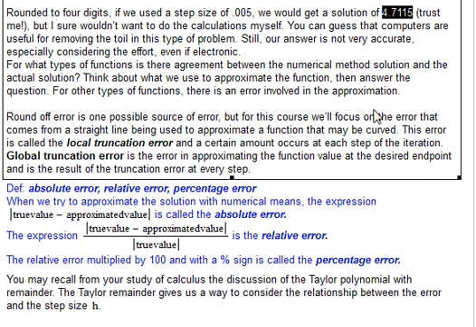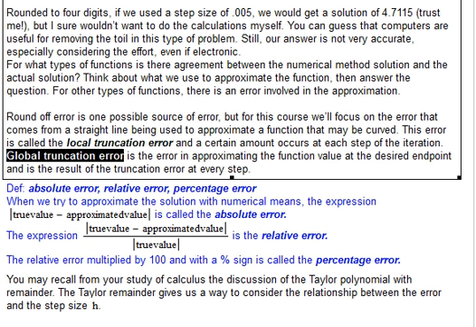So one possible source of error is round-off error, but we'll focus on the error that comes from a straight line being used to approximate a function that may be curved. That's called the local truncation error if it's at the end of one step, and it's called the global truncation error if it's at the end of a multiple step process.